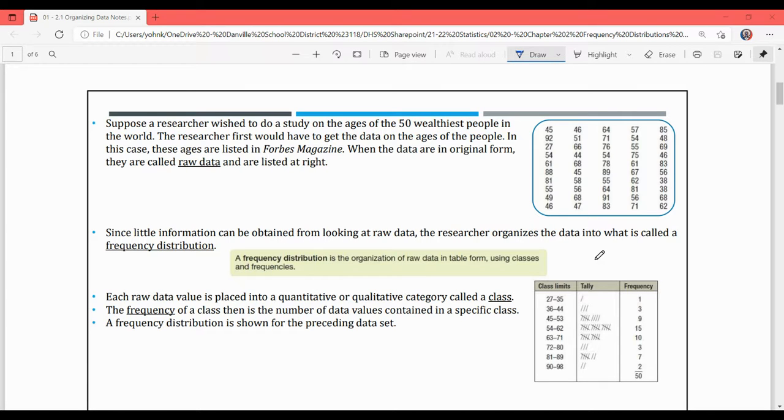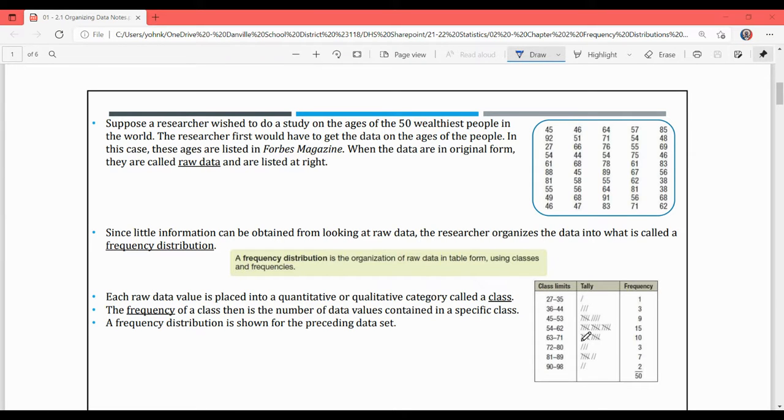Since little information can be obtained from looking at raw data, the researcher organizes that data into what is called a frequency distribution. And here's the definition right here. Frequency distribution is the organization of raw data in table form using classes and frequencies. So each raw data value from the group of 50 is placed into a quantitative or qualitative category called a class. And the frequency of a class then is the number of data values contained in a specific class.